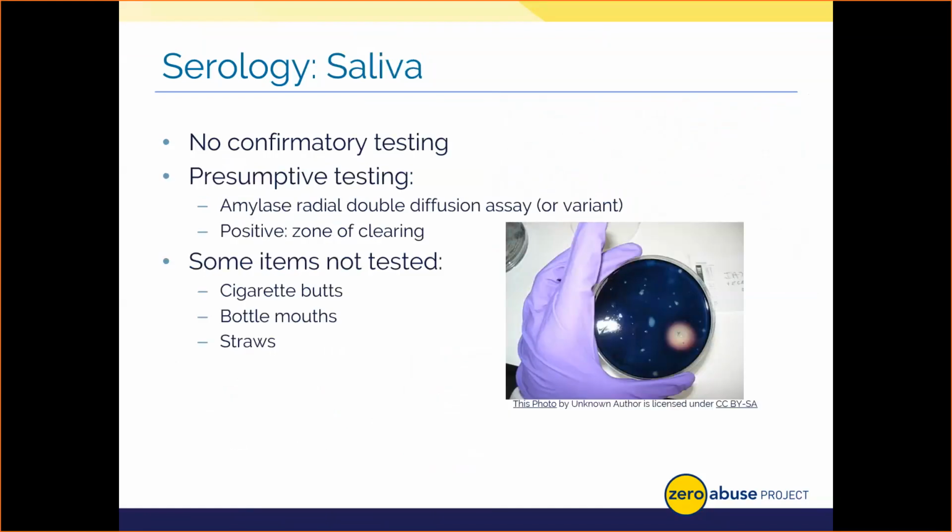Let's go ahead and turn to another body fluid. All saliva testing is presumptive based, believe it or not. There's no confirmatory test that exists for saliva for a couple of reasons. First, the target enzyme, which is amylase, used in presumptive saliva testing is present in other human body fluids. It's made by other plants and animals.